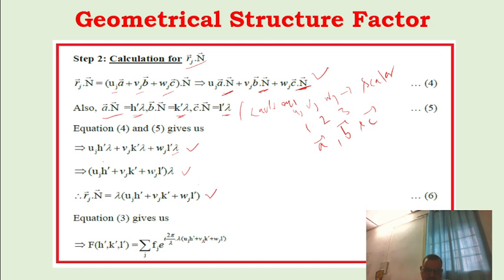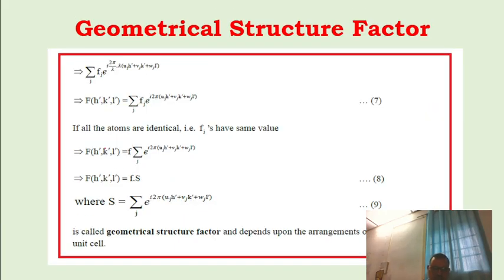On putting this value, rj dot n vector is here. I am putting the value from equation 6 here. So we have this equation like this. Then I see that this lambda can be cancelled out, and finally we have equation number 7. So it is exponential iota 2 pi uj h dash plus vj k dash plus wj l dash in the exponent.